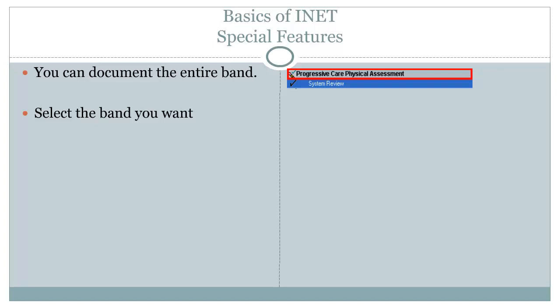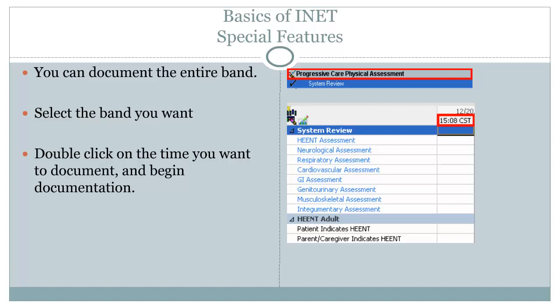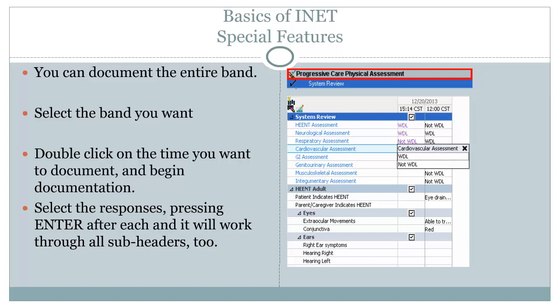What you would want to do is select the band you want. So for instance here, looking at progressive care physical assessment, I would want to select that band. Once opened, I would double click on the time that you want to document and begin the documentation. So in this instance over to the right, I've selected the progressive care physical assessment band. I've moved over to the right where the documentation fields are. I've selected 1508, and this will activate all of that entire band under that time frame, and I can begin my documentation. So I begin selecting the responses, pressing Enter after each, or using my mouse and cursor, and I will work through all of the subheaders as I go down.